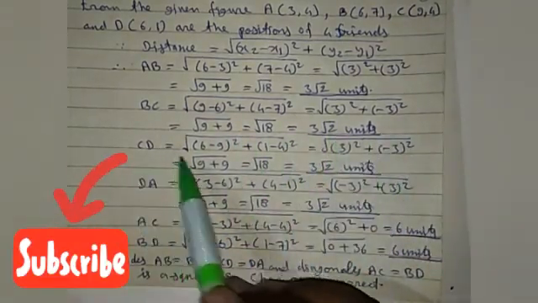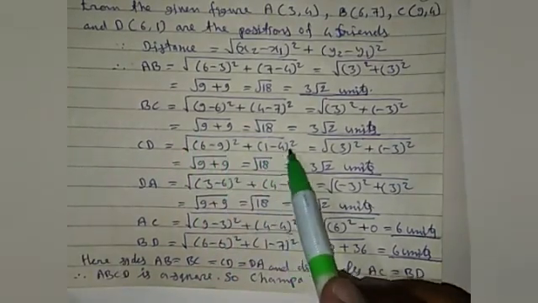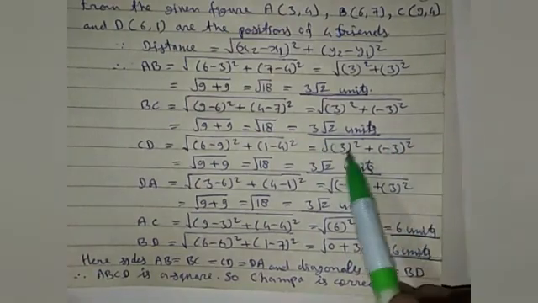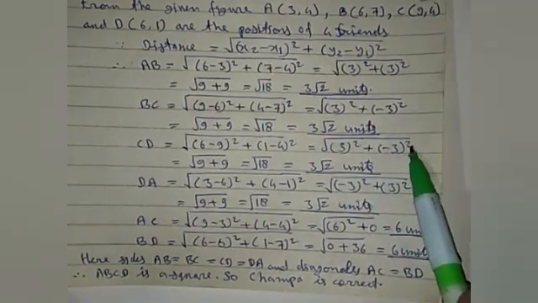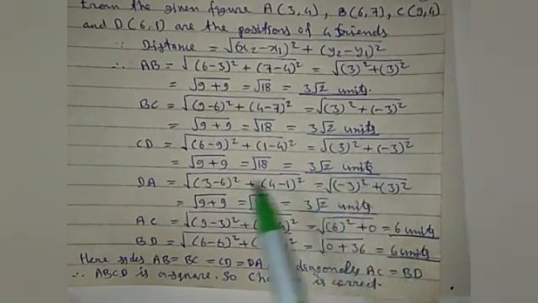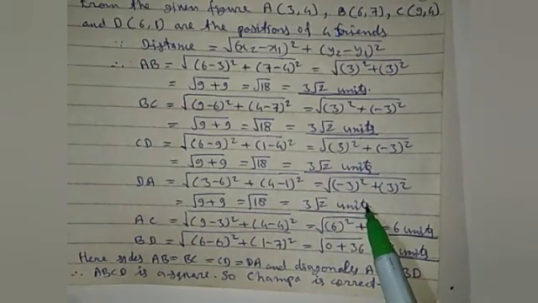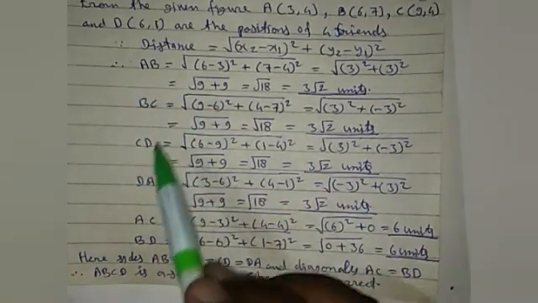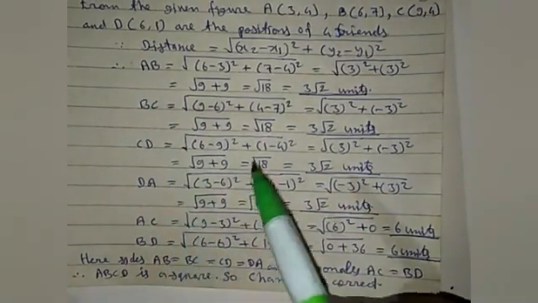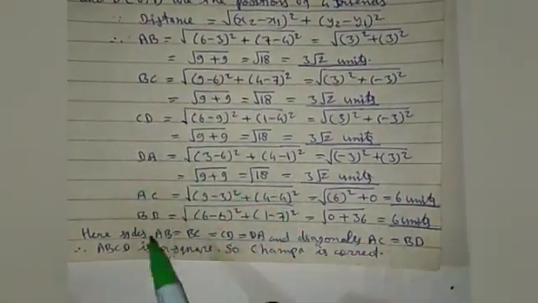Similarly, CD is equal to under root 6 minus 9 whole square plus 1 minus 4 whole square, which is equal to root 3 square plus minus 3 square. So it is also equal to 3 root 2 units. Similarly, DA is also equal to 3 root 2 units. Now AB, BC, CD and DA are the 4 sides of the given figure. So now we have to find diagonals.